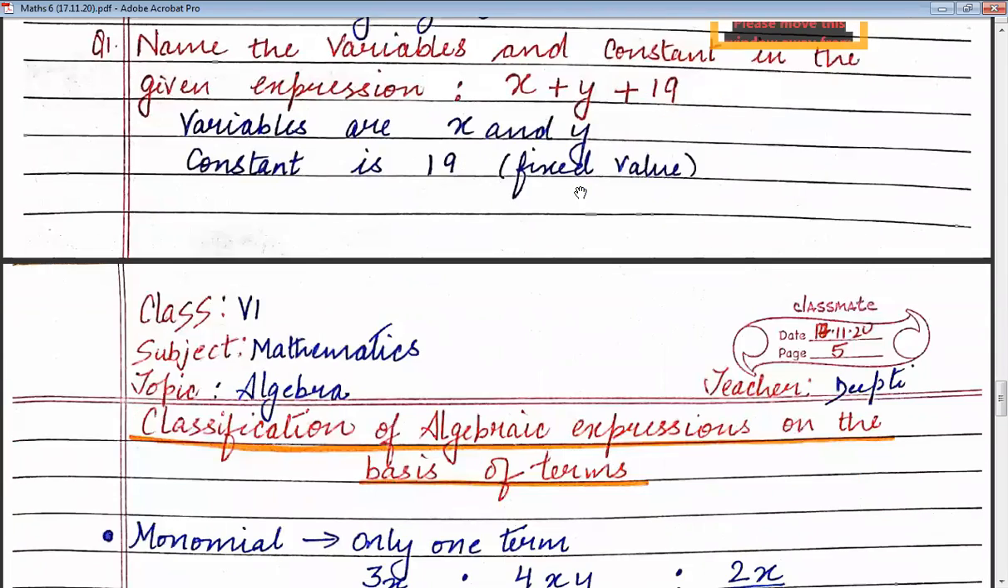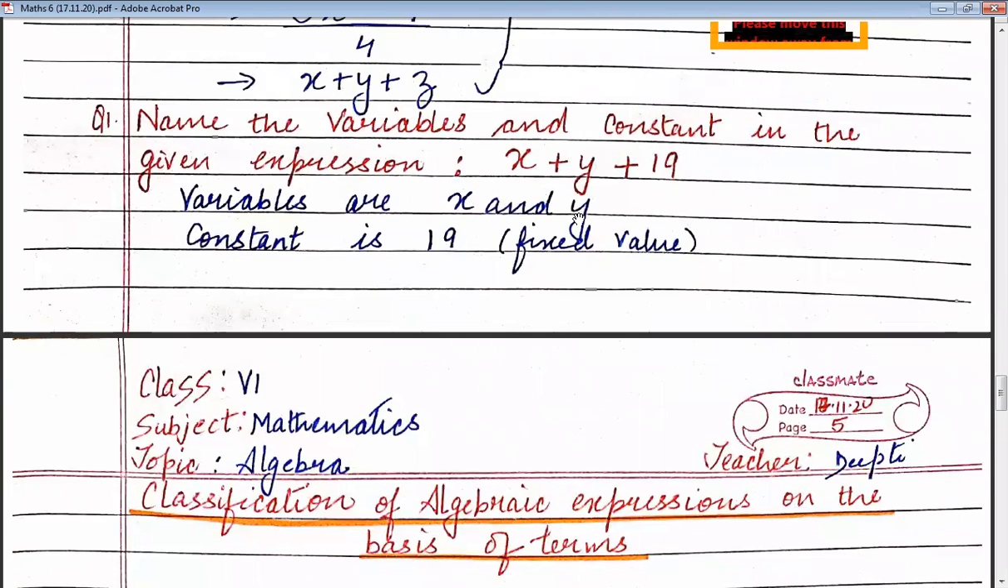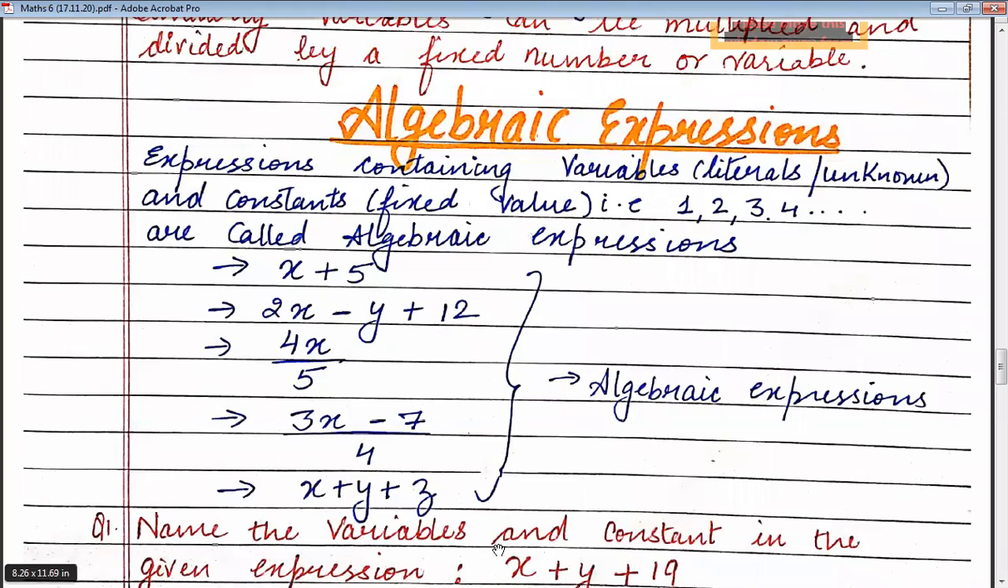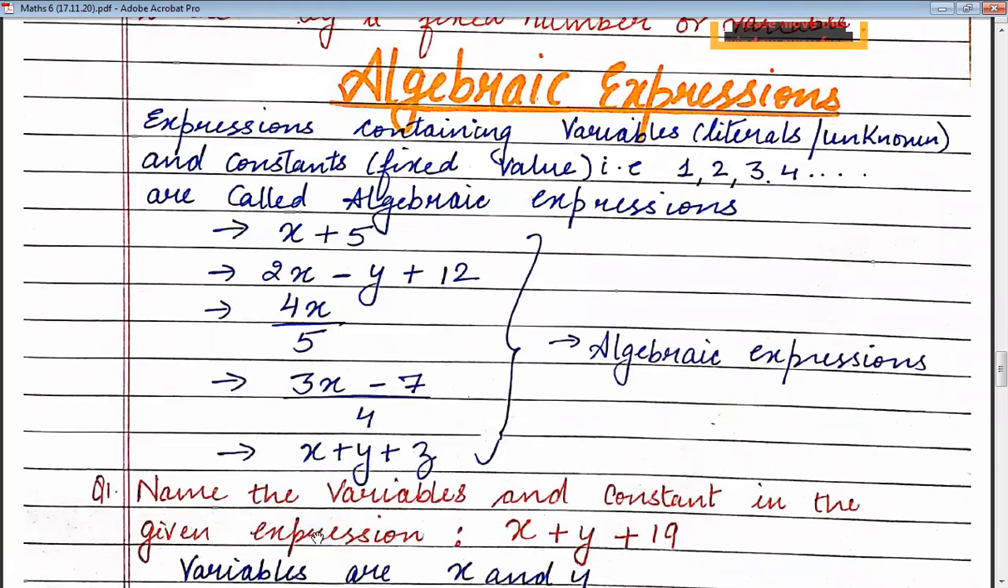Okay, now children, let us come to the next part, that is classification of algebraic expressions on the basis of terms. Now children, in algebraic expressions, when they are connected with positive and negative signs, they become terms. Now let me take the example of the above question. In this question, we have x plus y plus 19. Can you see how many terms are there?